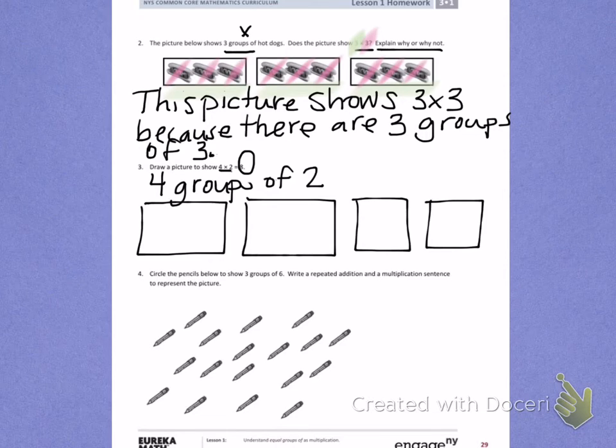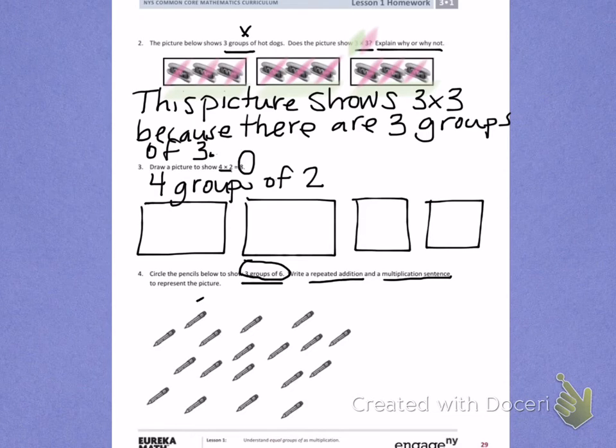Number 4. Circle the pencils below to show 3 groups of 6. So I want to draw 3 groups of 6. Write a repeated addition and a multiplication sentence to represent the picture. So I need to make sure after I circle that I'm doing a repeated addition sentence and a multiplication sentence. I need to have 3 groups with 6 in each group.